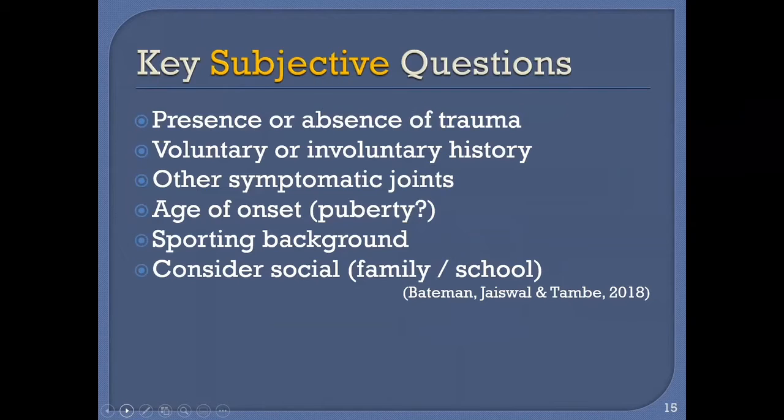So how do we classify the shoulders? A few key subjective questions that I like to ask. The first one is the presence or absence of any trauma, and that's the key thing. Even if they've started to come out really frequently, was the first time it ever came out, was there any history of trauma? Because that increases your index of suspicion of a structural lesion.